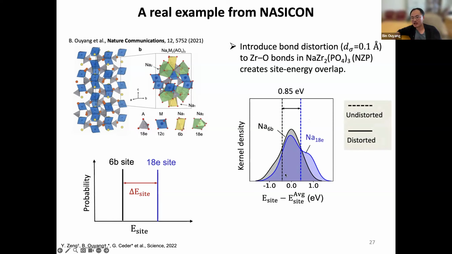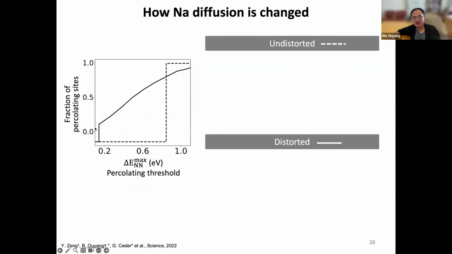And a lot of them overlap in the window of 0.85, which means some of the nearest neighbors are going to have low enough energy differences. And our hope is that they can connect with each other and form a percolation pathway. So we did some percolation analysis. The x-axis is basically the threshold of nearest neighbor energy that we allow, which is the site energy difference. The y-axis is how many lithium and sodium can percolate in this way.